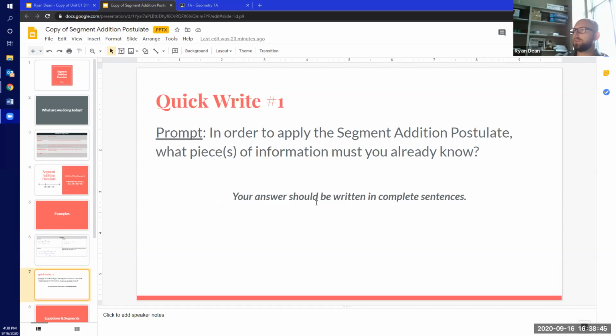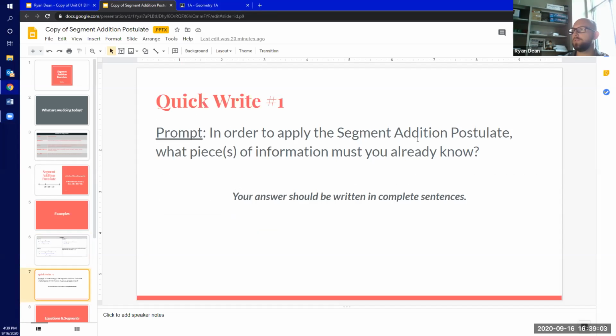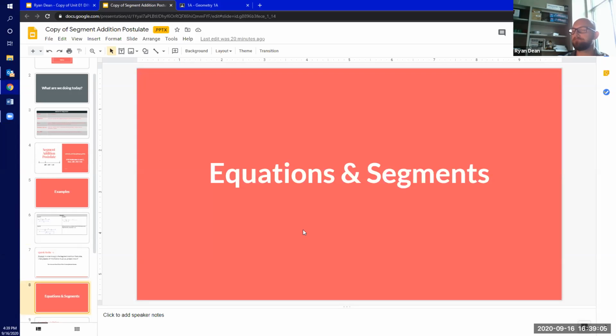So here's some things that you need to think about. In order to apply the segment addition postulate, what pieces of information must you already know? What must you already know? Think about those things. We just talked about them back here on this slide. So what information must you know to use the segment addition postulate?